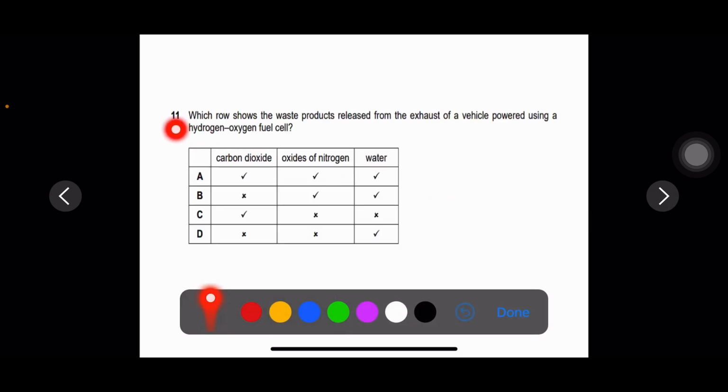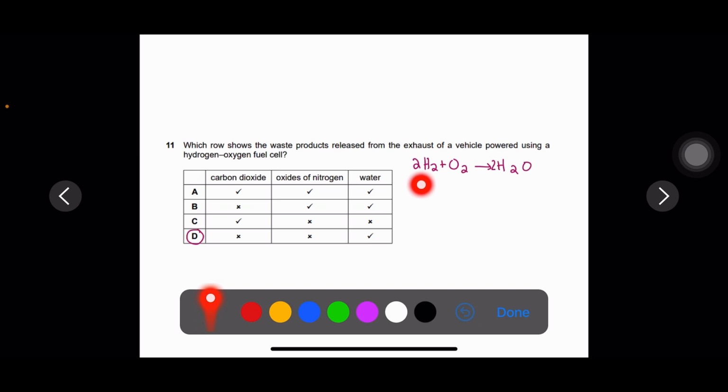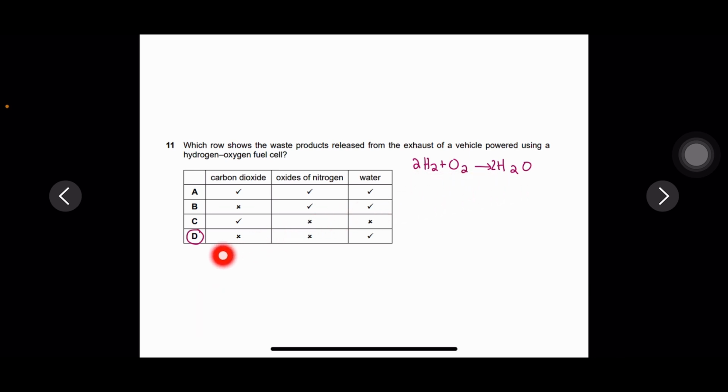Question number 11. Which row shows the waste products released from the exhaust of a vehicle powered using a hydrogen oxygen fuel cell? Hydrogen fuel cell produces only water as a product and there is no other side product. Equation is 2H2 plus O2 makes 2H2O, that's water. So option D will be the right answer.